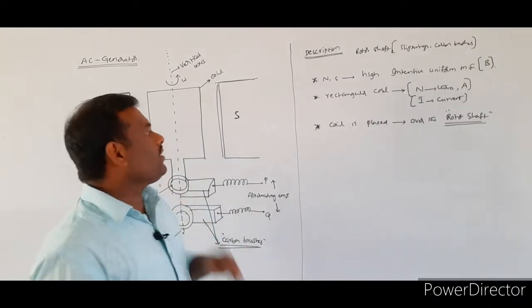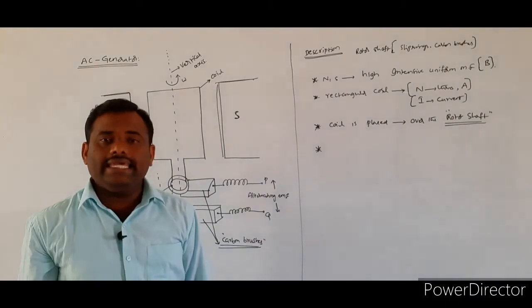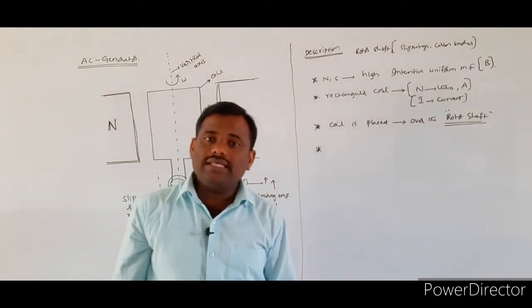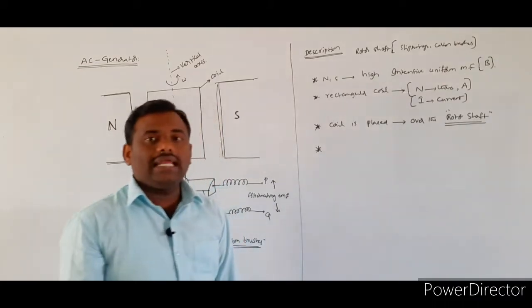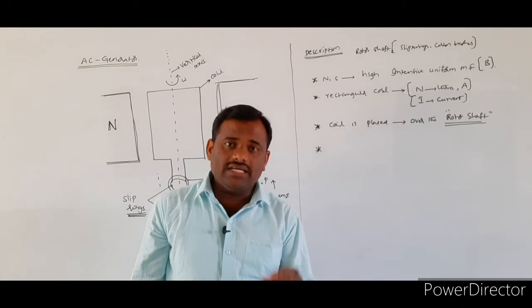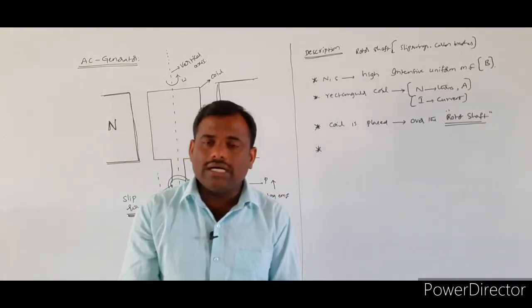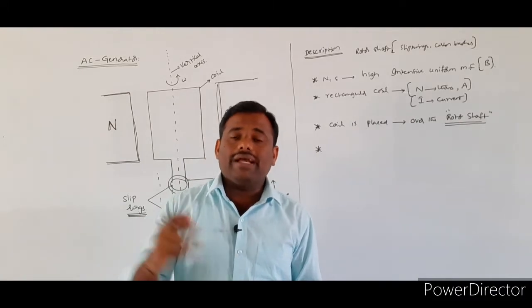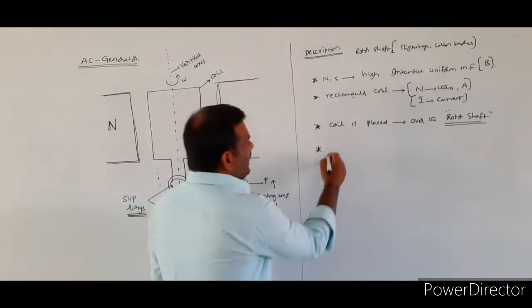Now, how can we produce the alternating EMF? Already we told what the Lenz law is. The Lenz law gives the law of conservation of energy. So the mechanical energy will be converted into electrical energy.